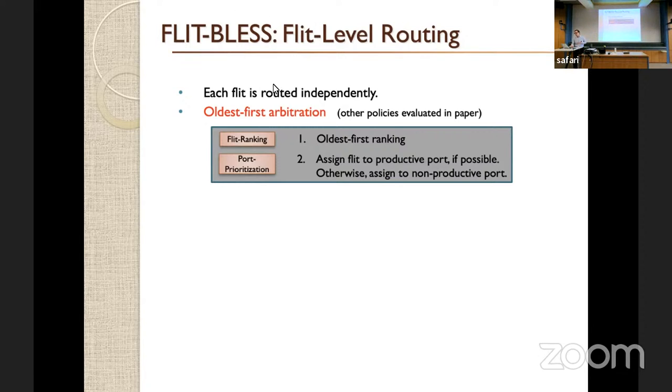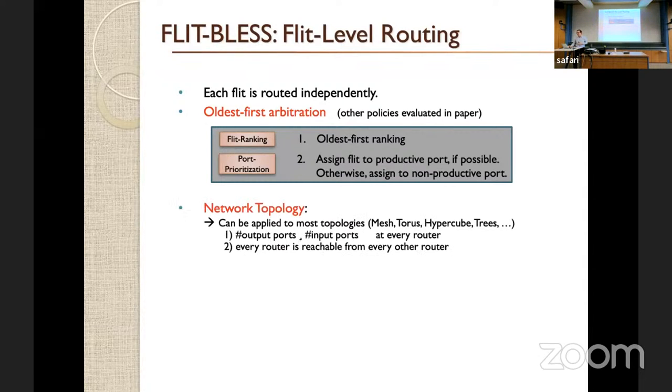So it's oldest first arbitration because this is necessary for live lock freedom. And we will talk about that more. So I will defer that discussion.